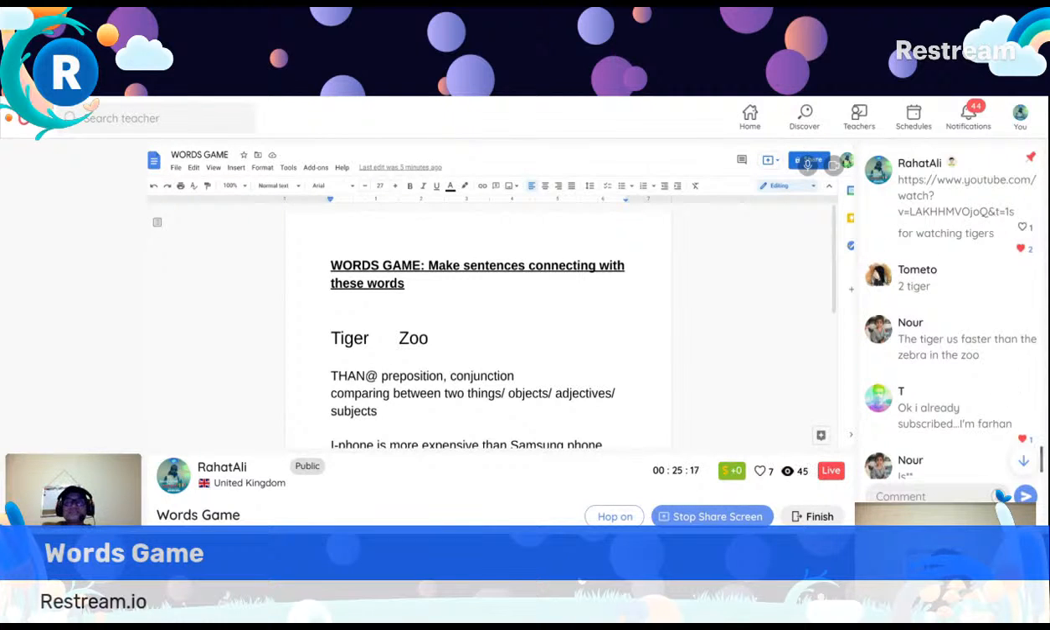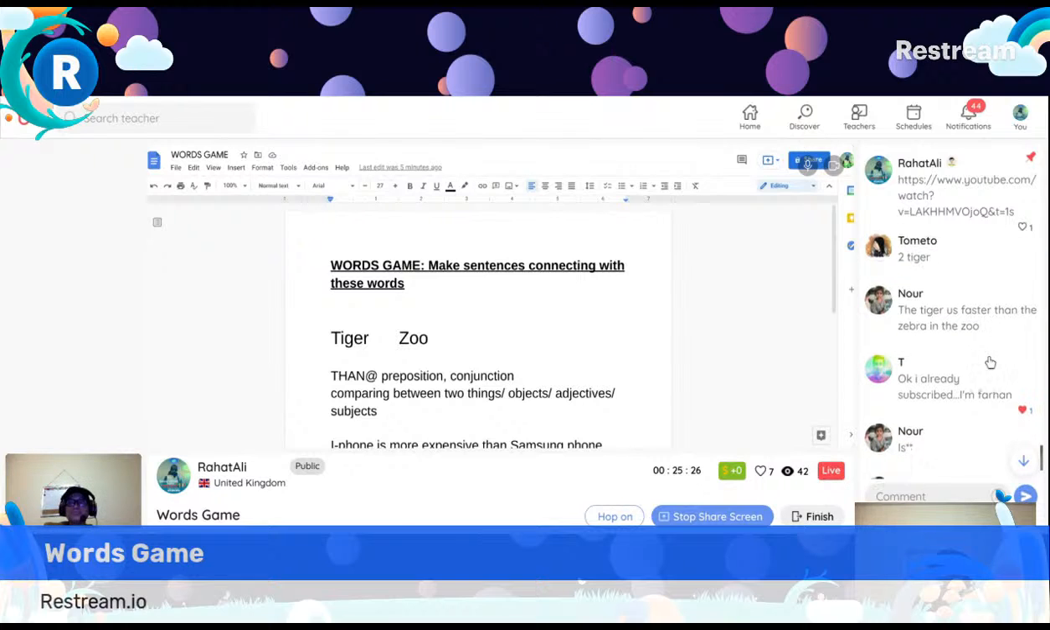The tiger is faster than zebra, not the zebra? Tiger is faster than the zebra in the zoo. Oh, okay, understand. I got you. The tiger is faster than the zebra in the zoo. That's right. Remember to use the full stop. Punctuation is very much important. If you do not use punctuation, then it's really an incomplete sentence, I should say.